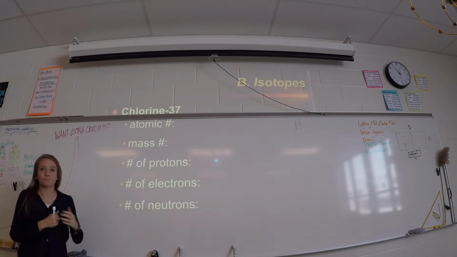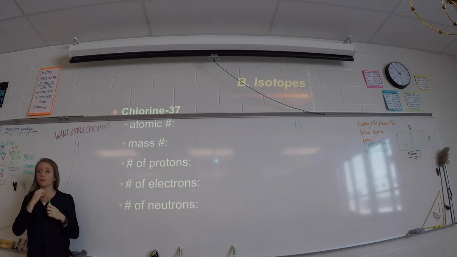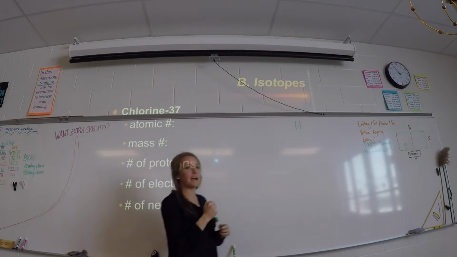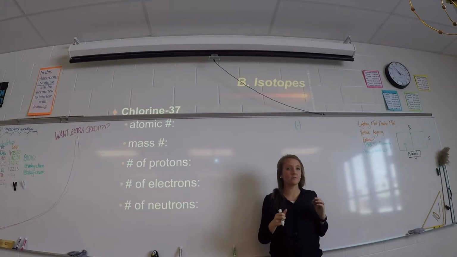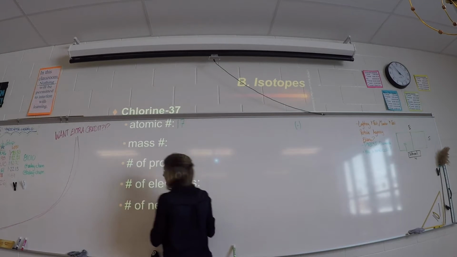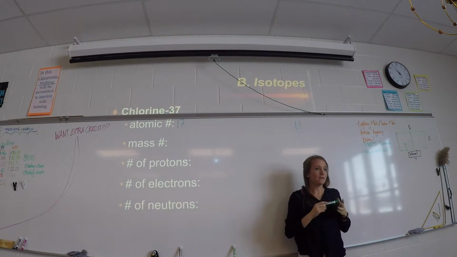Let's walk through this problem together, and then I'll have you try the second one on your own. Everyone follow along with me here. I'm telling you that it's isotope chlorine 37. First off, how do I find the atomic number for this? Look on your periodic table, find chlorine, everybody. What's its atomic number? 17. Fill that in. The atomic number just comes from the periodic table.